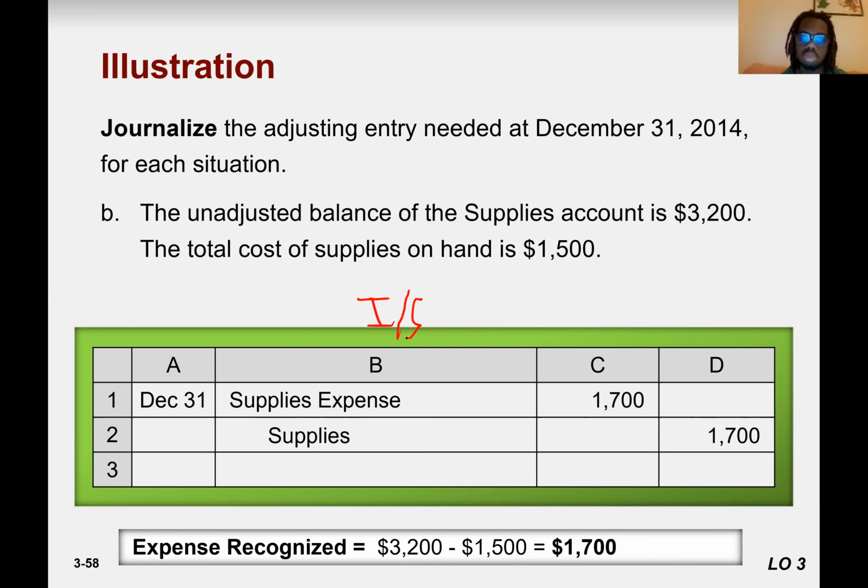So at the start of the year, we had 3,200 worth of stationery, right? And at the end of the year, we have 1,500. So how much supplies have we used? Office documentation, papers, and all that stuff. We printed that paper, paper is wasted. 1,700, we spent. Now you understand? So that expense, we expense that one. Supplies also decrease.